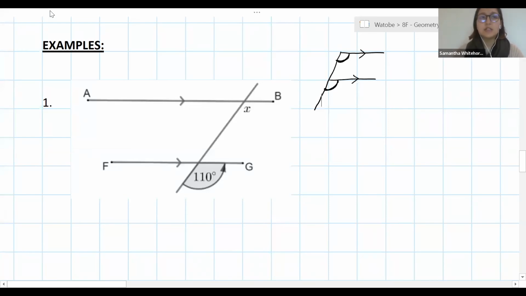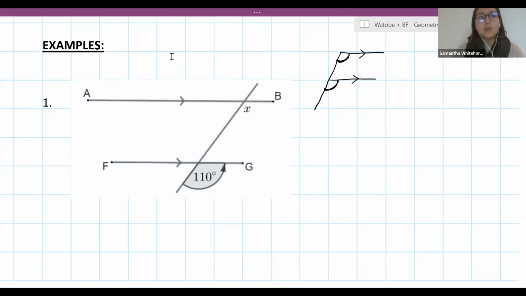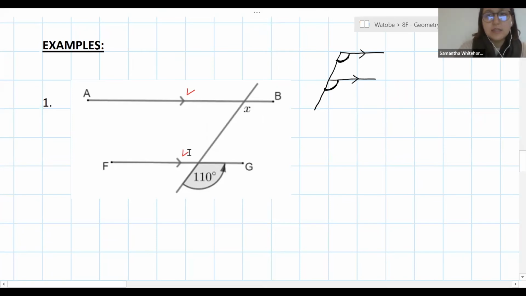So looking at this diagram, what I want to try and do is see if I can find that F shape. Let's see if I can find it. That would be the first thing I do. Now, what's quite important here is we can see that we've got these arrows on the lines, which means that the lines are parallel. So that's quite important for us. I know that AB is parallel to FG.